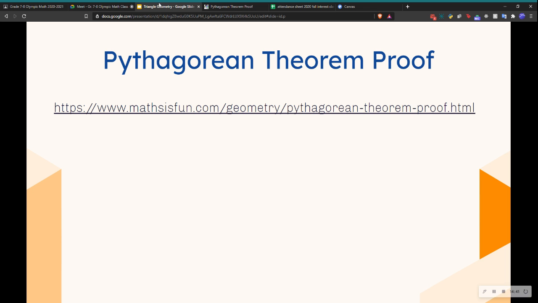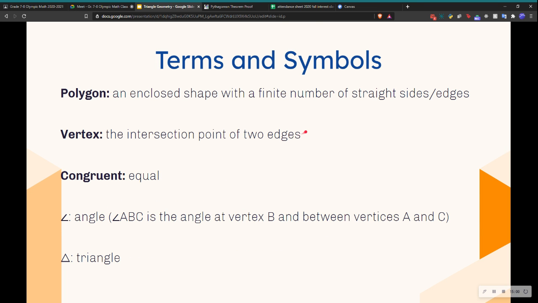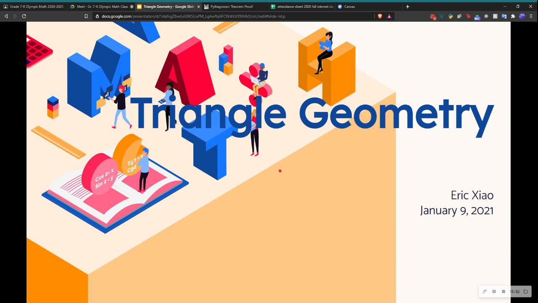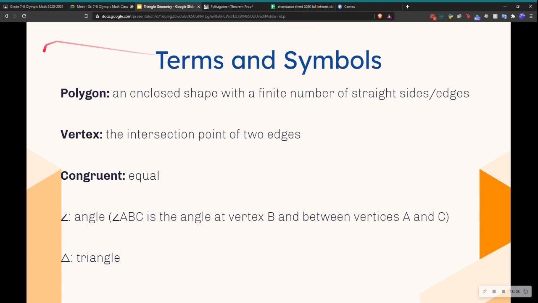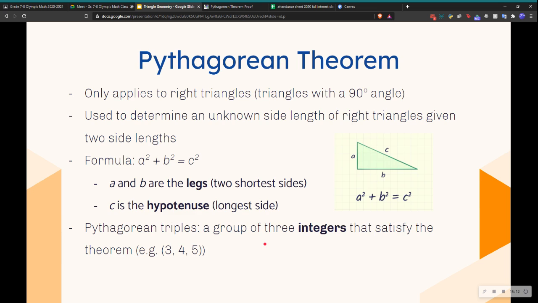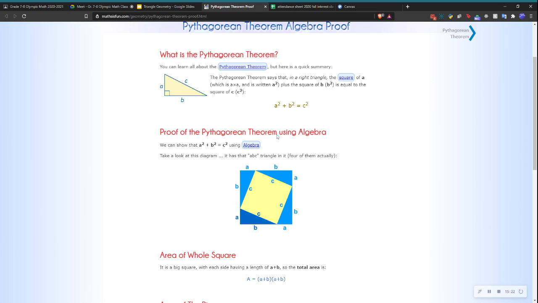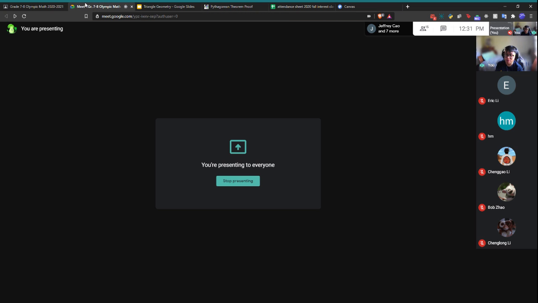All right, so for Bob and Patrick, here's what we learned. Today our topic is triangle geometry. We just went over a review of triangles and these terms that you need to know. And then we went over the Pythagorean theorem, which will also be reviewed for you guys. And we also went over a proof on here. The slideshow is on Google Classroom, so you can take a look at the slides as we move on.